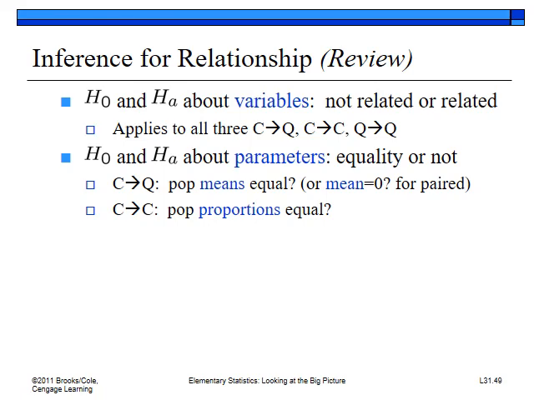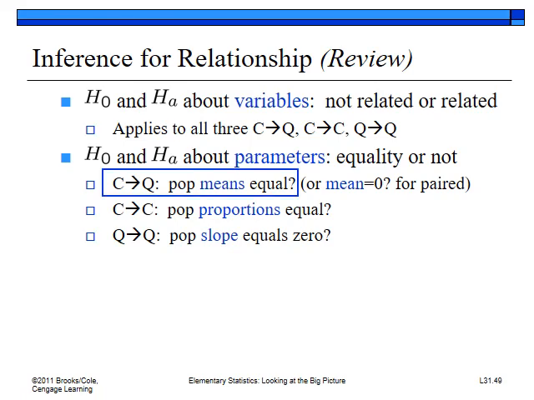When we talk about a relationship between 2 categorical variables, we'll ask whether the population proportions are equal. And for a relationship between quantitative variables, we'll ask if the population slope is 0. More on those later. Let's focus now on the categorical, explanatory, and quantitative response.